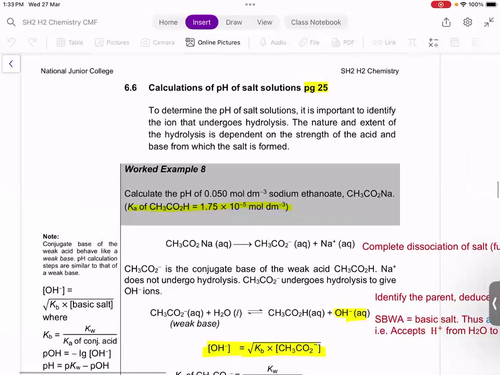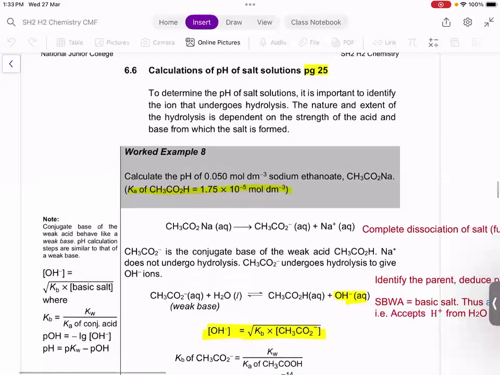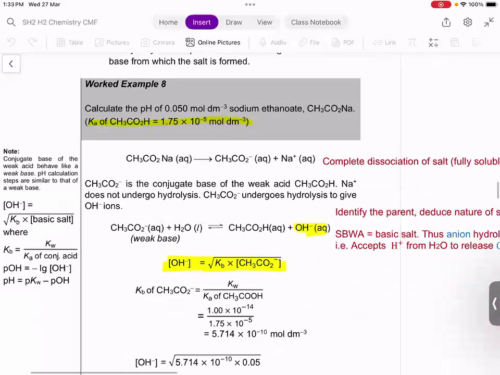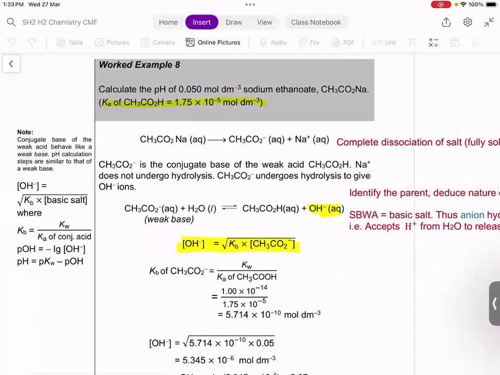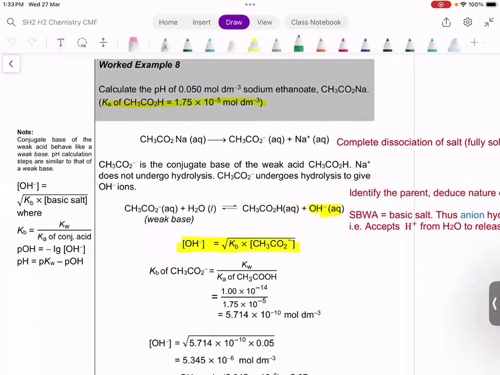All right, so let's look at this. For calculation of pH of salt solution, let's look at work example 8. We are working with the salt, and they undergo complete dissociation because they are fully soluble salts. Between the two salts, you need to ask yourself whether either one of them can undergo hydrolysis.